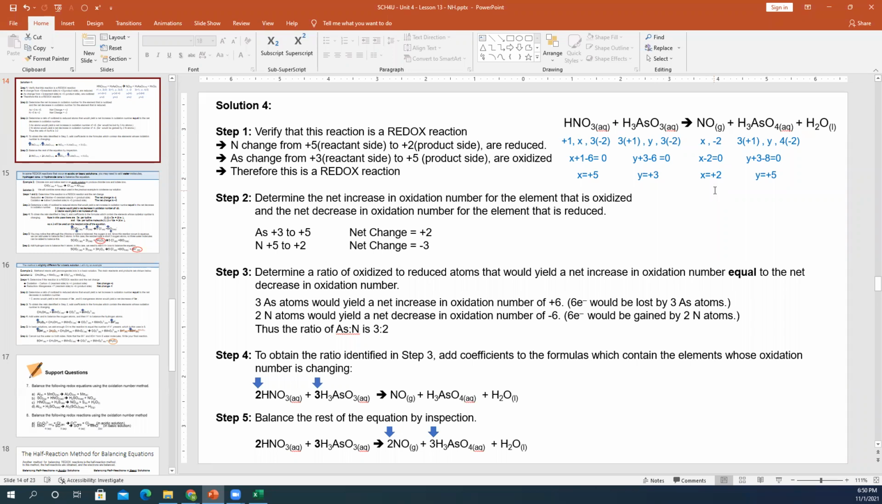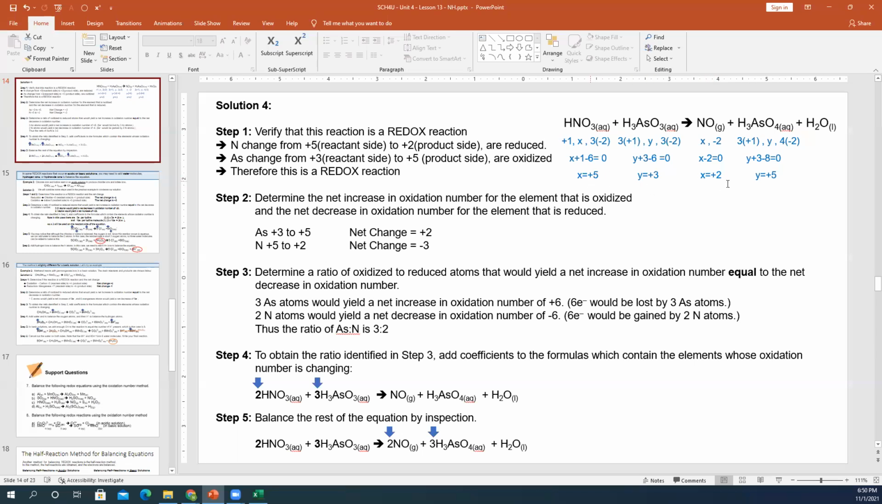So then, same for the product side. We don't know the oxidation number for this N here. We know that for oxygen, it's -2, and since overall there is no charge, if this is -2, this has got to be +2. So for this one, nitrogen has an oxidation number of +2.